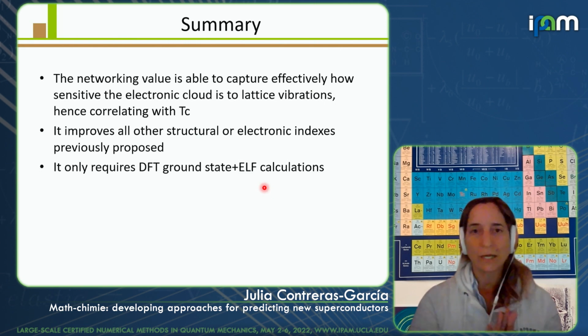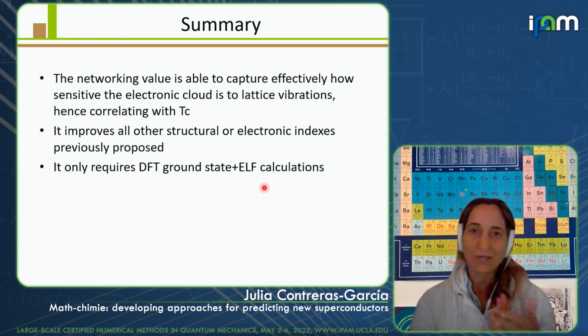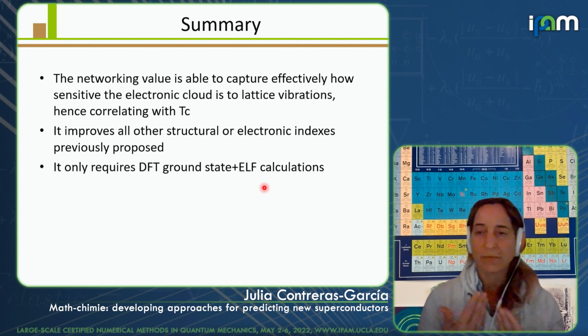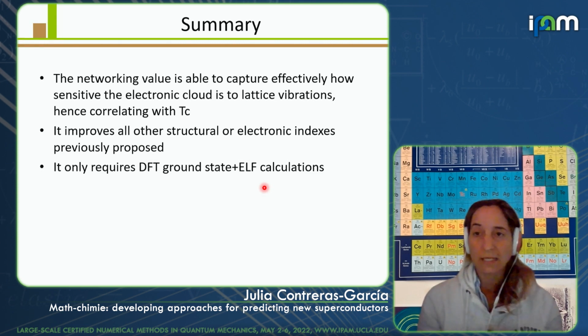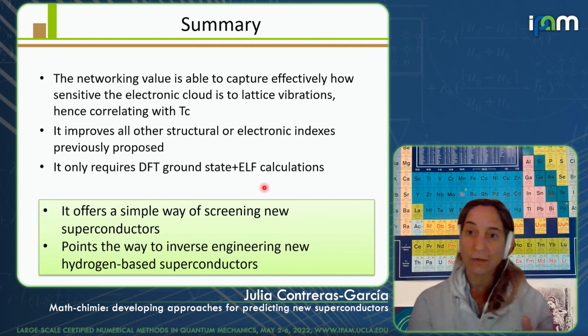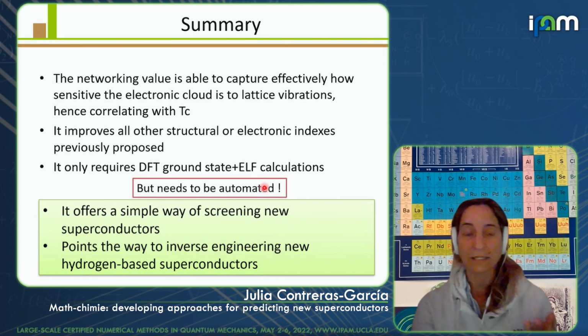automatization. So basically, the summary of this chemistry and physics part is that the networking value is able to capture effectively how sensitive the electronic cloud is to lattice vibrations, so how we can reflect the TC. It improves all other structural and electronic indexes that had been previously proposed. It's cheap because it only requires DFT and ELF calculations. So it would open the way to screening new superconductors and inverse engineering if, number one, this was automatic.